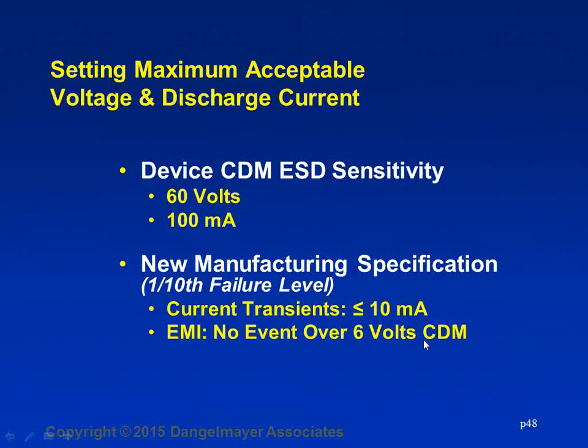Now, this 6-volt number is one that you have to develop through characterizing your event detector with each process step. You have to make your own calibration curves by setting the voltage of your device or charging your device to known voltages, discharging it, and characterizing the response of your event detector.